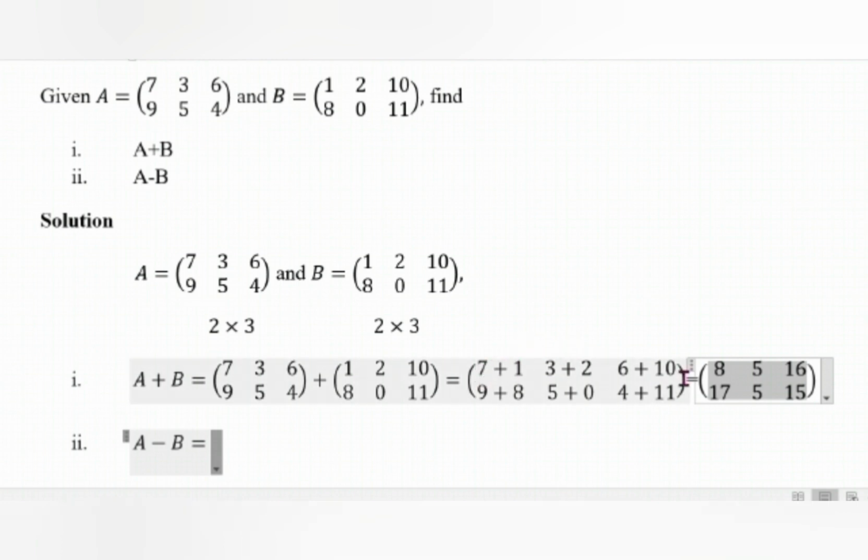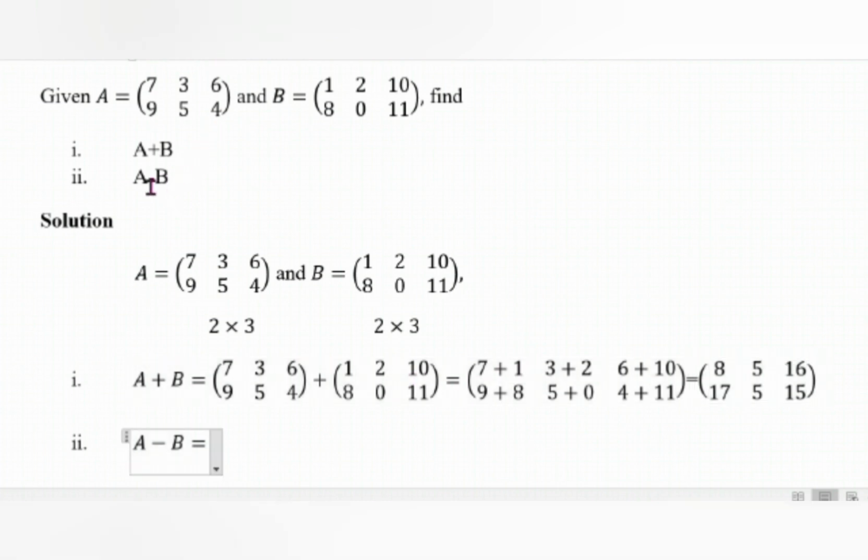7 plus 1 gives us 8. 3 plus 2 gives us 5. 6 plus 10 gives us 16. 9 plus 8 gives us 17. 5 plus 0 gives us 5, and 4 plus 11 gives us 15. That's how we add matrices.